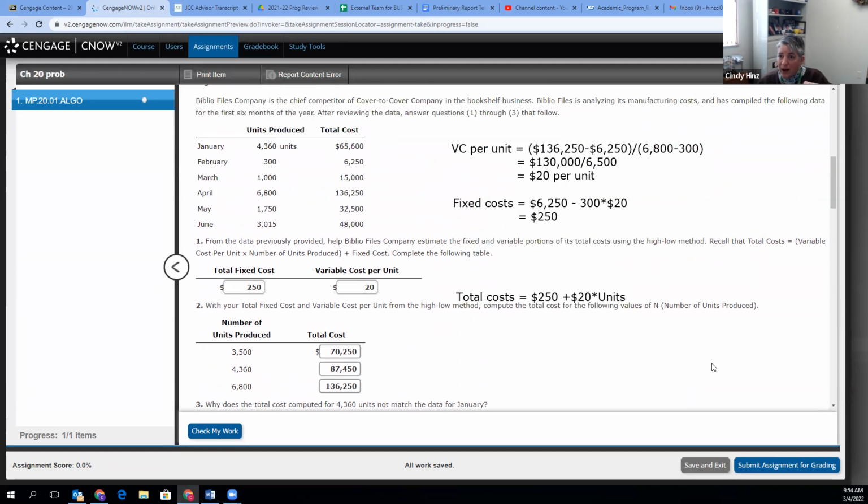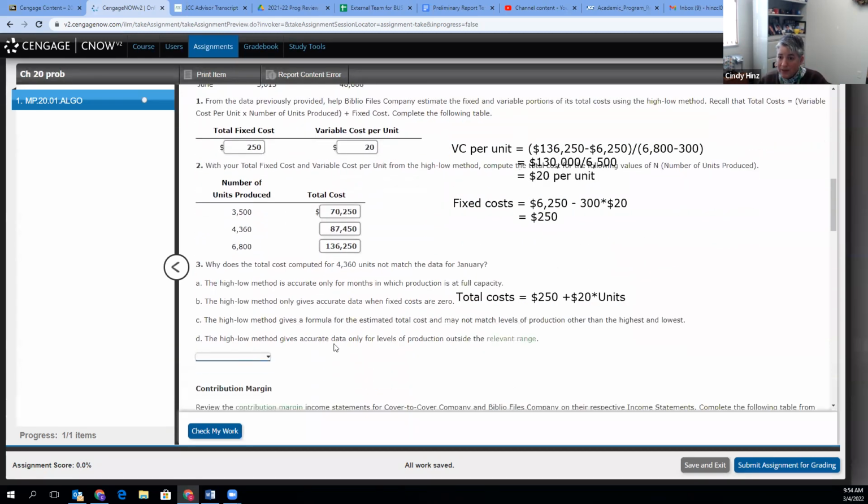I should also point out, in another month that we produced exactly 6,800 units, our total cost may not match April's cost, but it's a way of estimating. So it's not going to be perfect, it's an estimate.